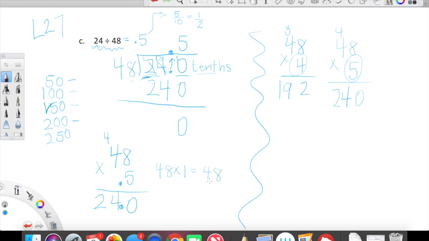So 48, our highest place value is tens. By inserting our decimal here, our highest place value here is tens. And indeed, 24 matches with our original dividend. Pretty cool problem. Let's take a look at another one, guys.